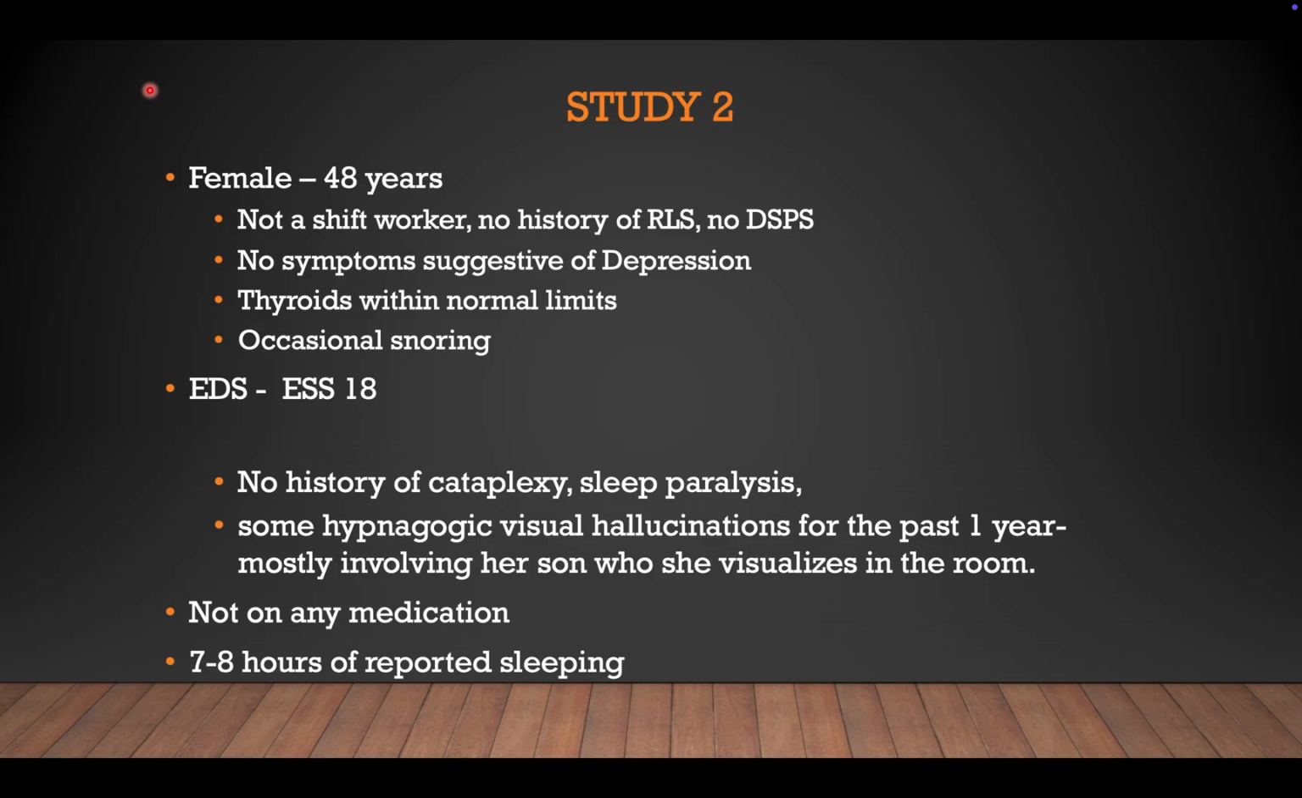Now, the study 2: a 48-year-old female, not a shift worker, no history of RLS, no delayed sleep phase syndrome, no symptoms suggestive of depression, thyroids within normal limits, occasional snoring, excessive daytime sleepiness score of 18, no history of cataplexy or sleep paralysis, but there are some vague signs of hypnagogic visual hallucination for the past 1 year, mostly involving the visualizing of her son who had died in a car accident.